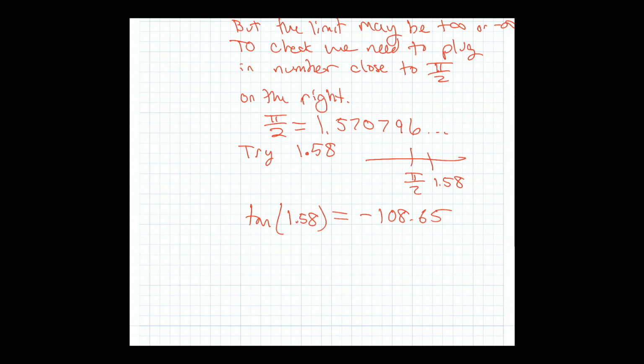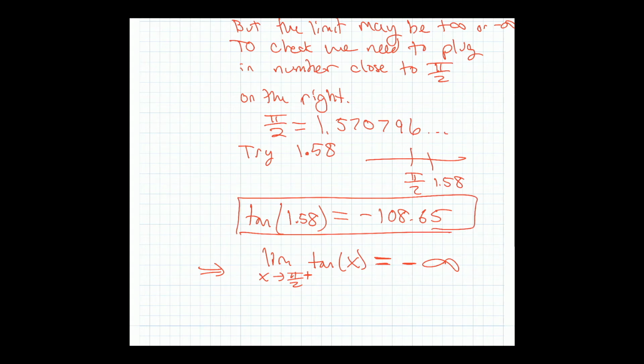Right? So, just from this right here, if you're evaluating the limit as x goes to pi over 2 of tangent x from the right, well, what do you think it is? We only checked one value, but negative 108.65, what do you think? How about that? Okay.